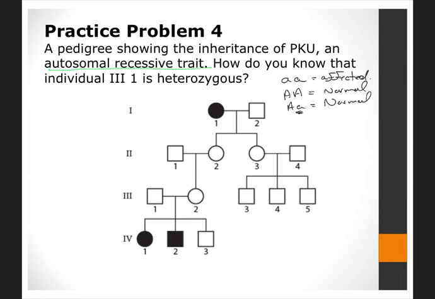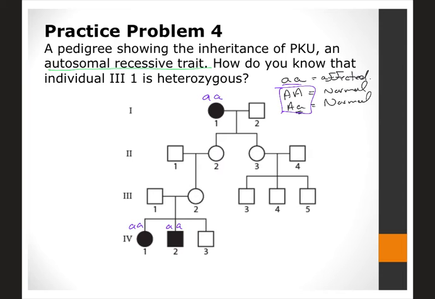So when you take a look, what I would suggest you do is write in what you know. Currently, I have 3 affected individuals. I know that their genotypes have to be little a, little a. That's the easiest thing to do. Everyone else who's unaffected can either be homozygous dominant or heterozygous.